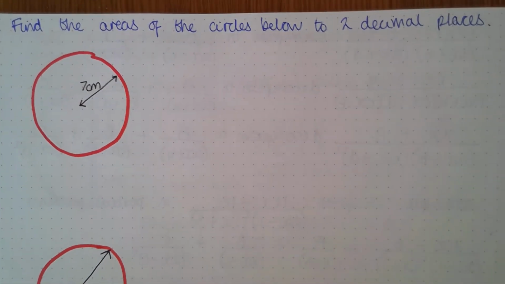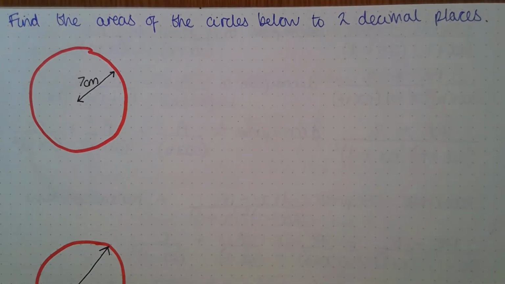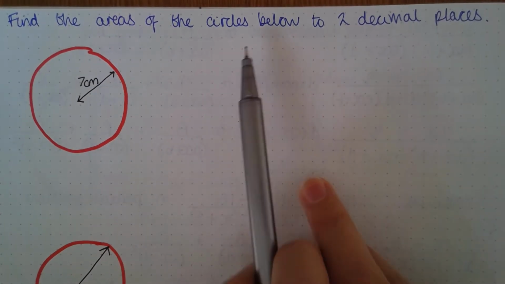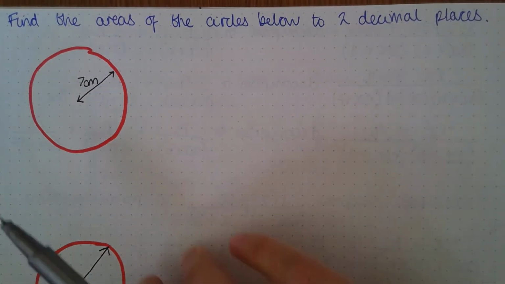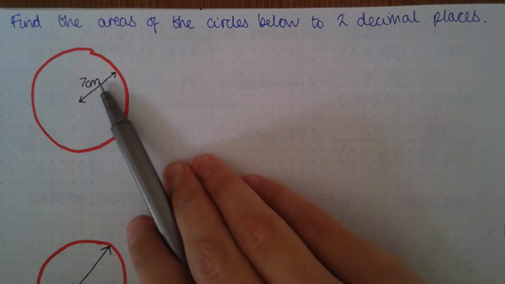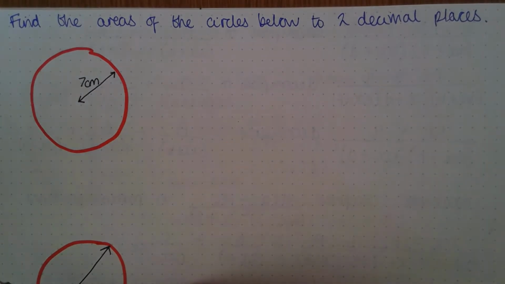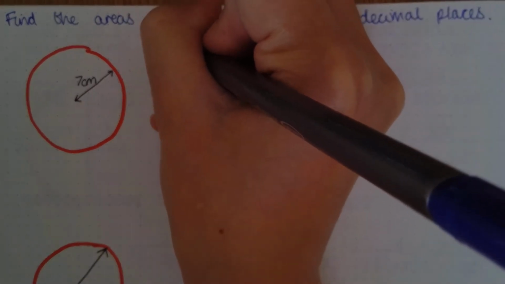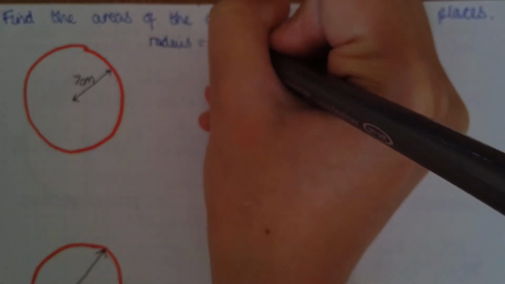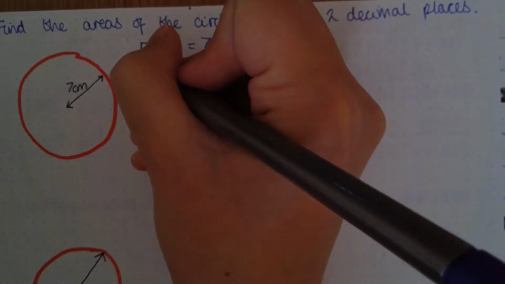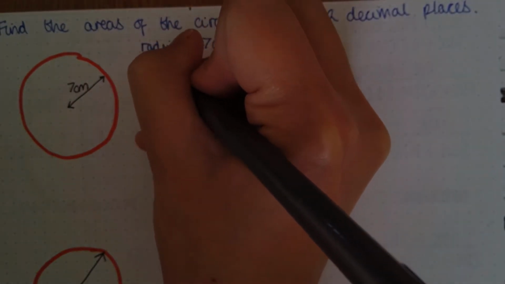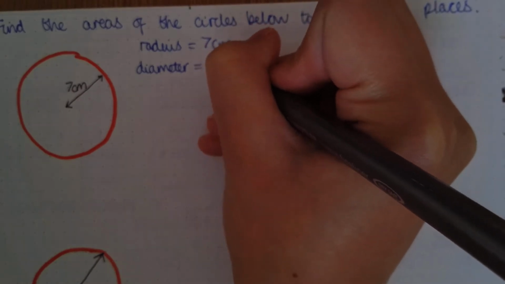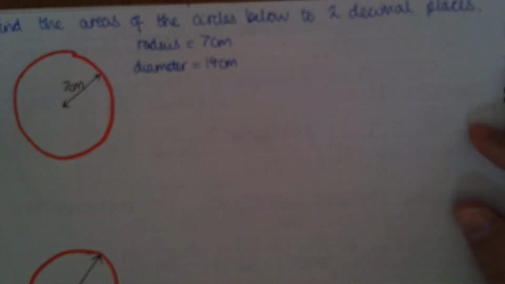We're going to talk through 4 examples of how to find the area of a circle. So it says find the areas of the circles below to 2 decimal places. So we've got this circle and we know that the radius is 7 centimetres. So I'm going to write down the radius equals 7 centimetres. So that means the diameter is double the radius, so it's 14 centimetres.